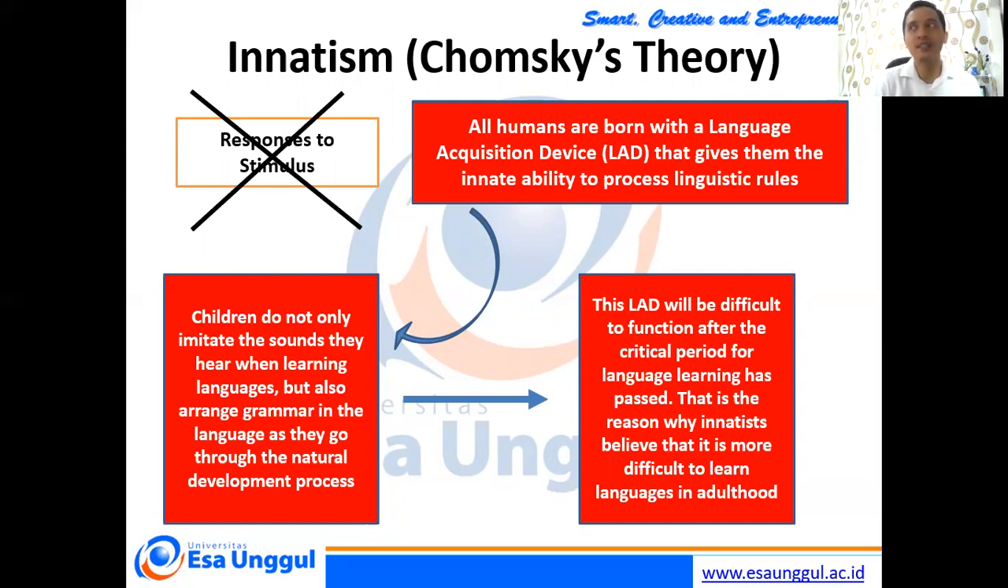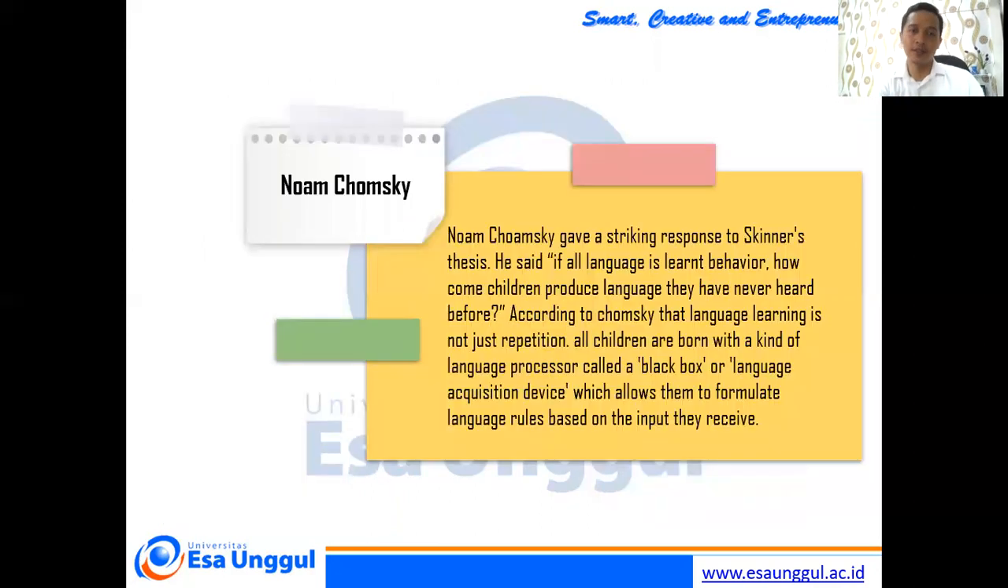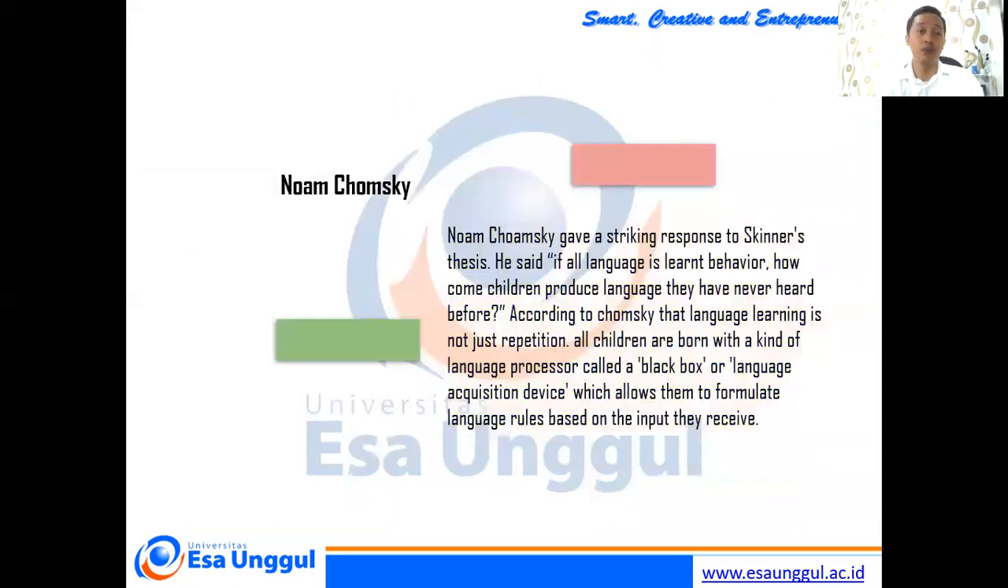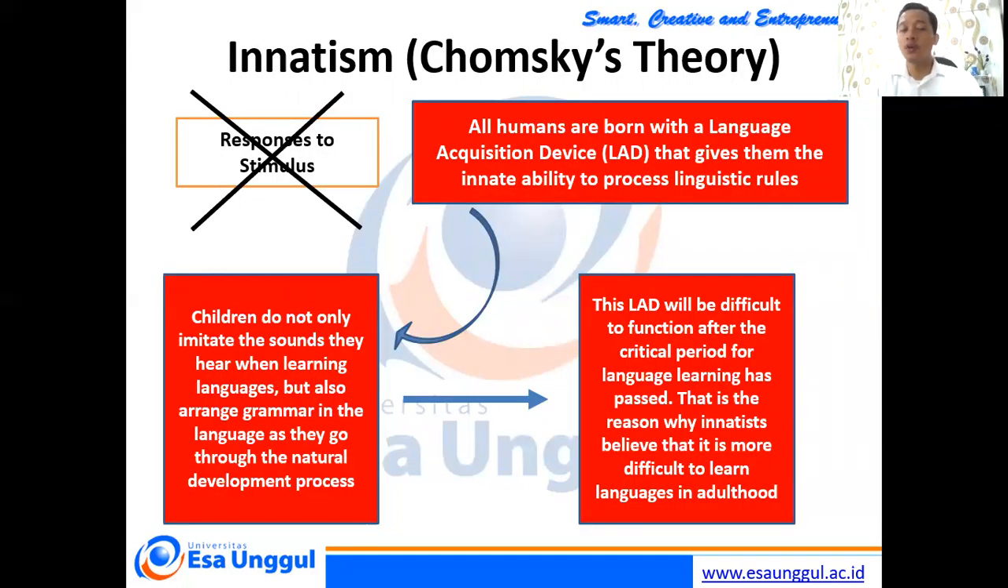So children do not only imitate sounds, which is what behaviorism claims. So it is contradictory with behaviorism. Children also arrange grammar in the languages they learn, going through a natural development process. And the LAD will be difficult to function after the critical period for language learning has passed. That is the reason why innatists believe that it is more difficult to learn languages in adulthood. Children learn English more easily than adults based on this theory because there is a critical period for learning a language.